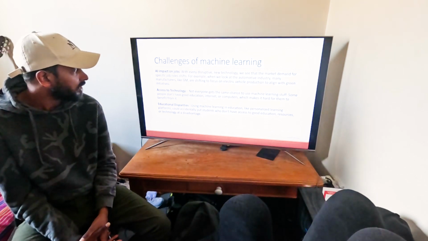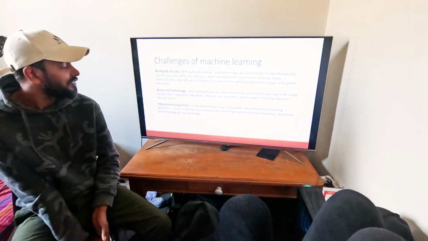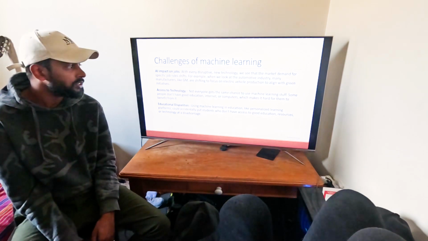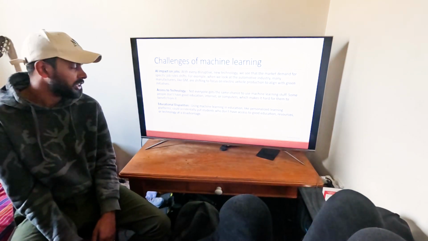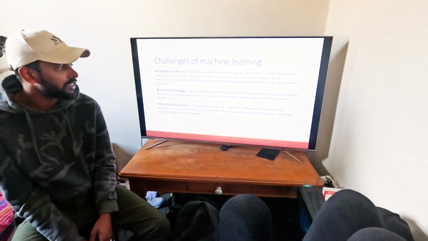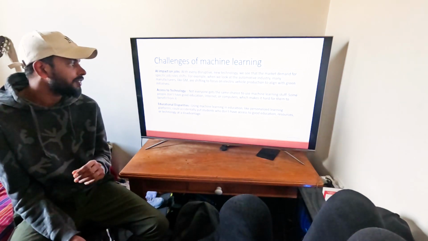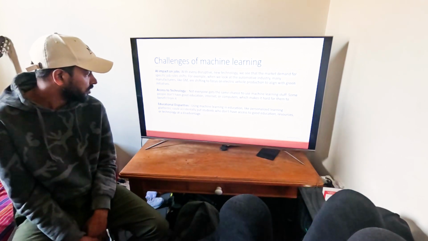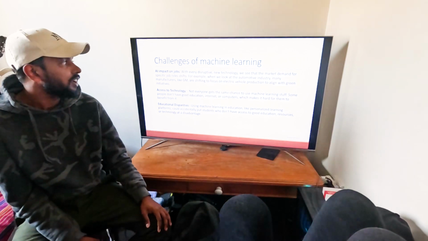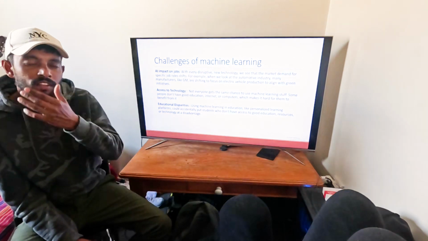And the next one, access to technology. Not everyone gets the same chances to use machine learning. Some people don't have enough technology, good education, internet, or computers, which makes it hard for them to benefit from it. And educational disparities: using machine learning in education, like personalized learning platforms, could accidentally put students who don't have access to good education resources or technology at a disadvantage. These are the challenges of machine learning.